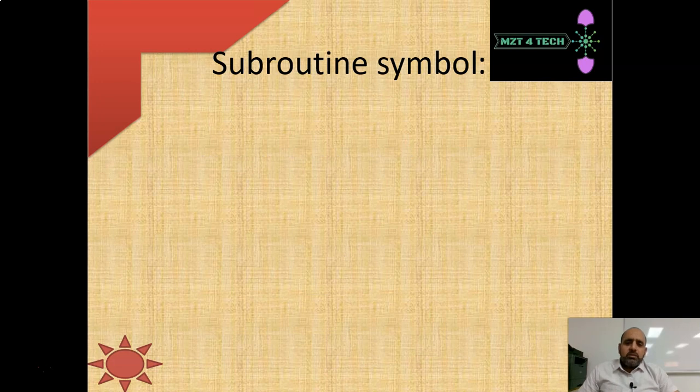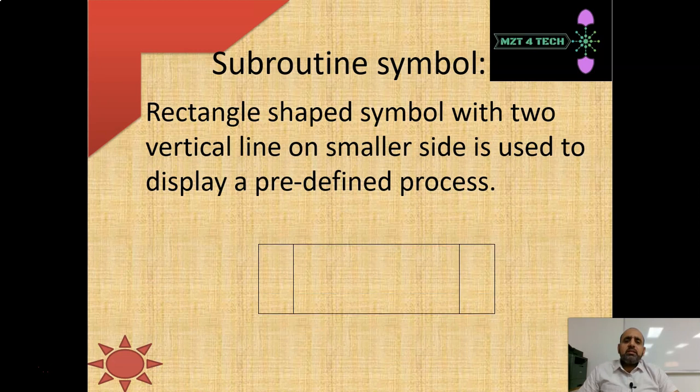Now there's one more symbol which is called a subroutine. A subroutine is basically a rectangular shaped symbol, and it has two vertical lines towards the small side of the rectangle. And what is the purpose of the subroutine symbol? It displays a predefined process, a process which has already been defined before, so it is going to represent that.